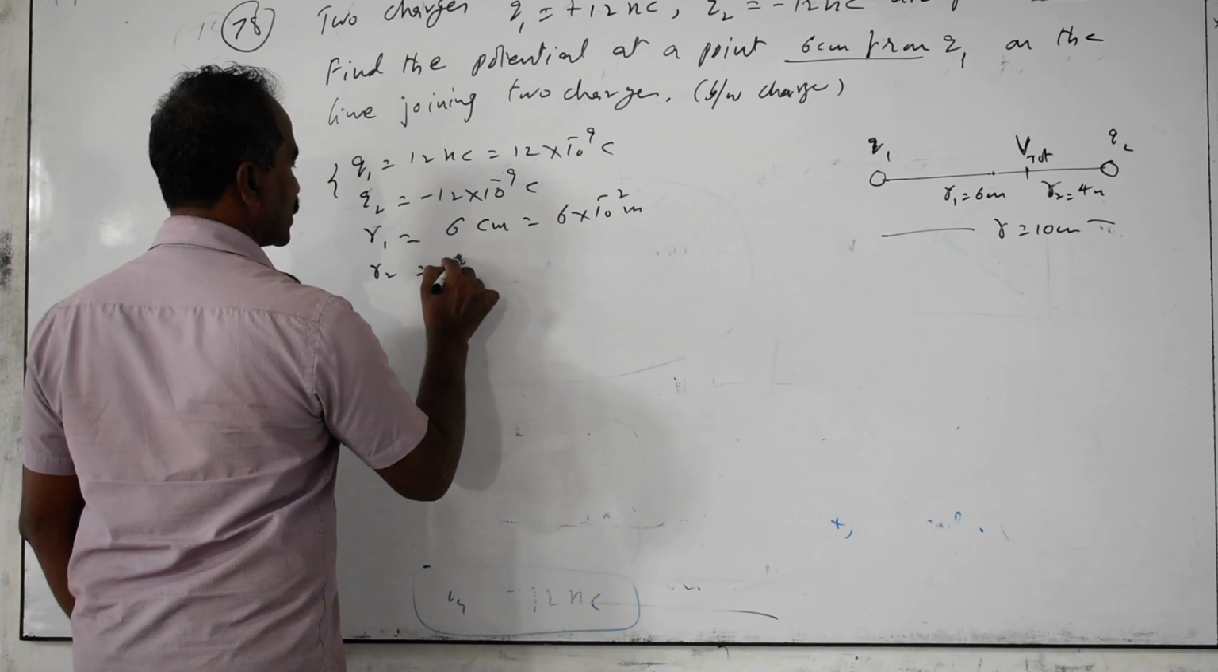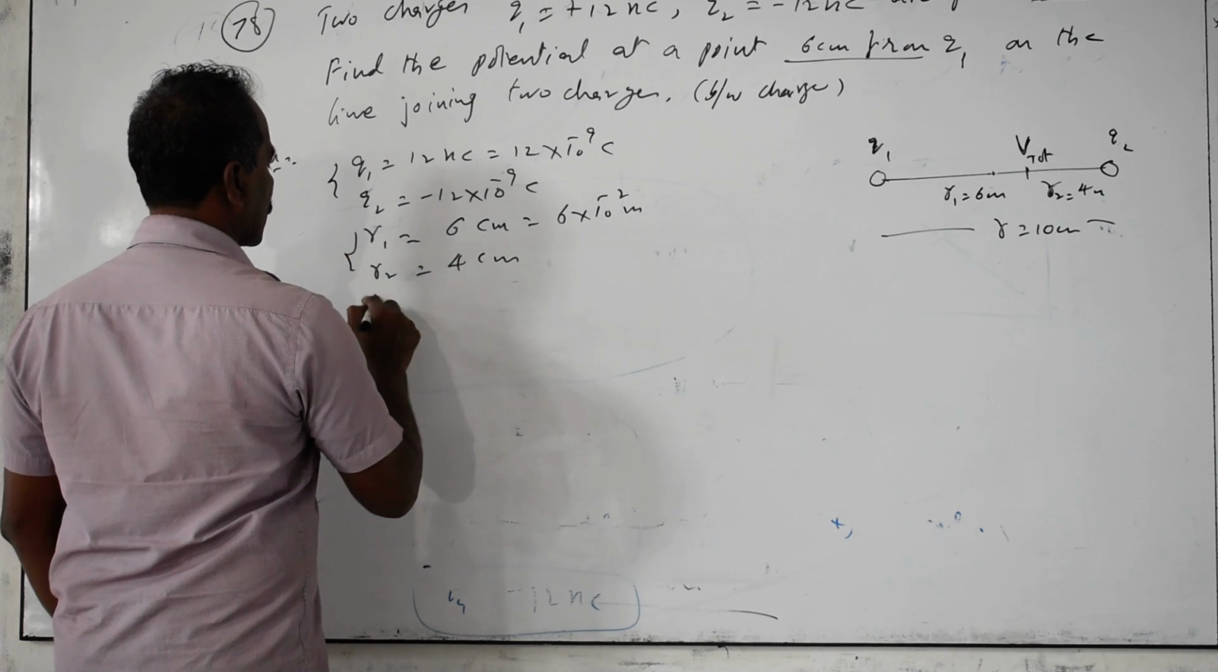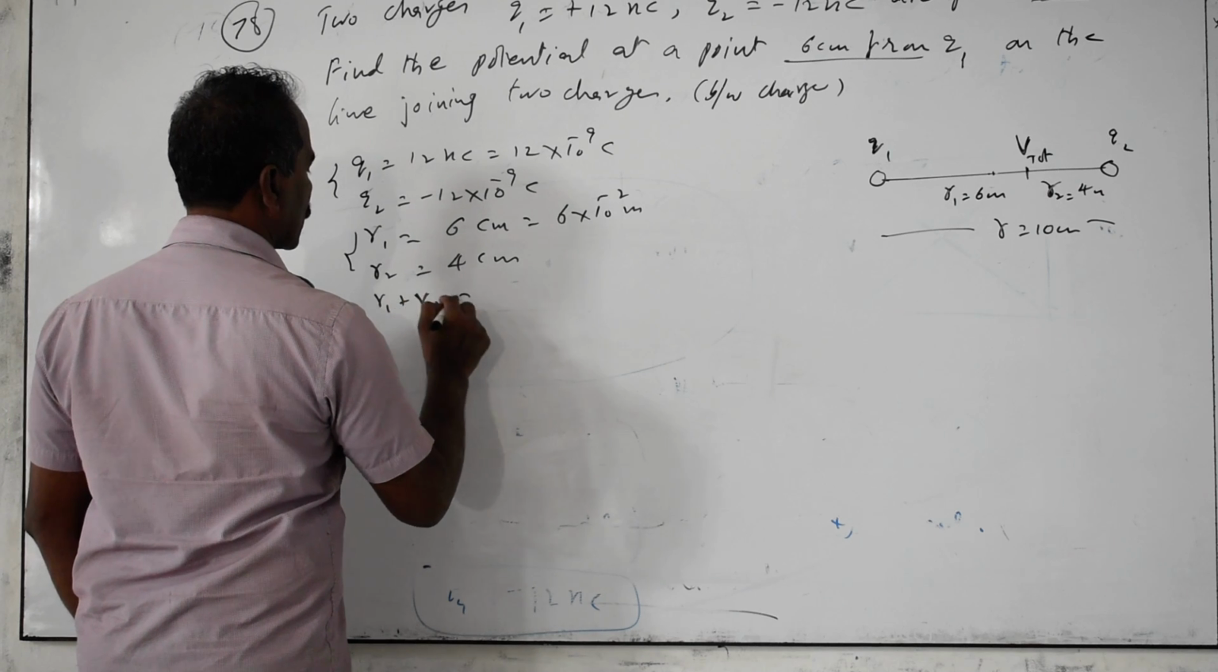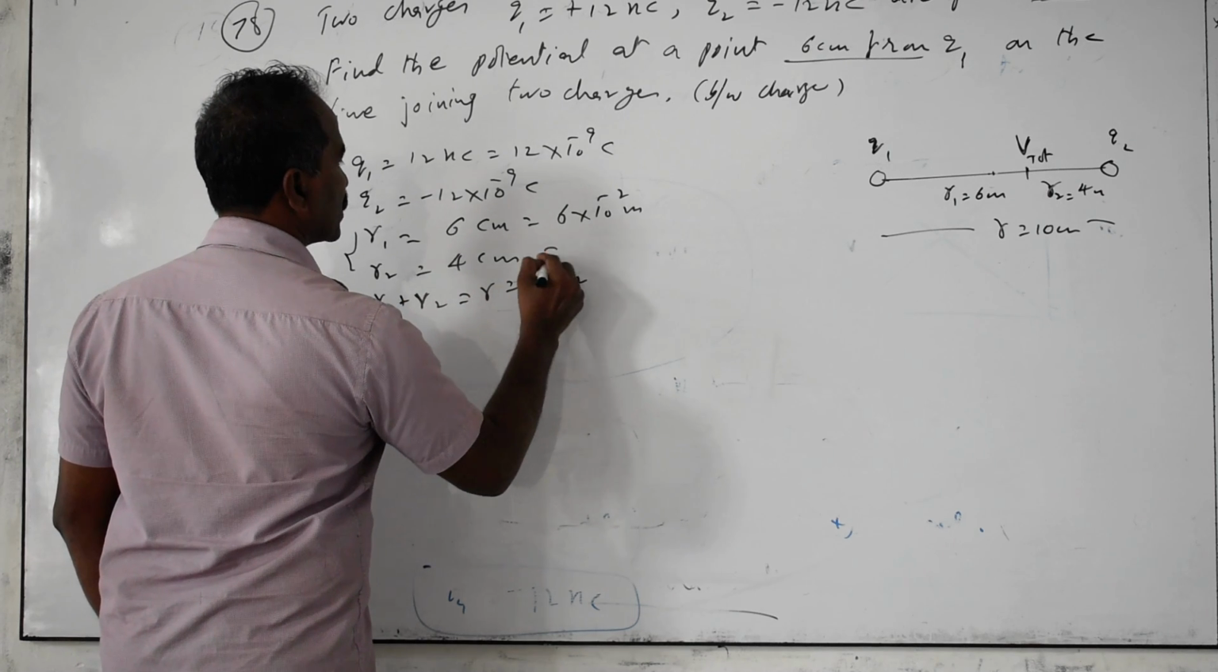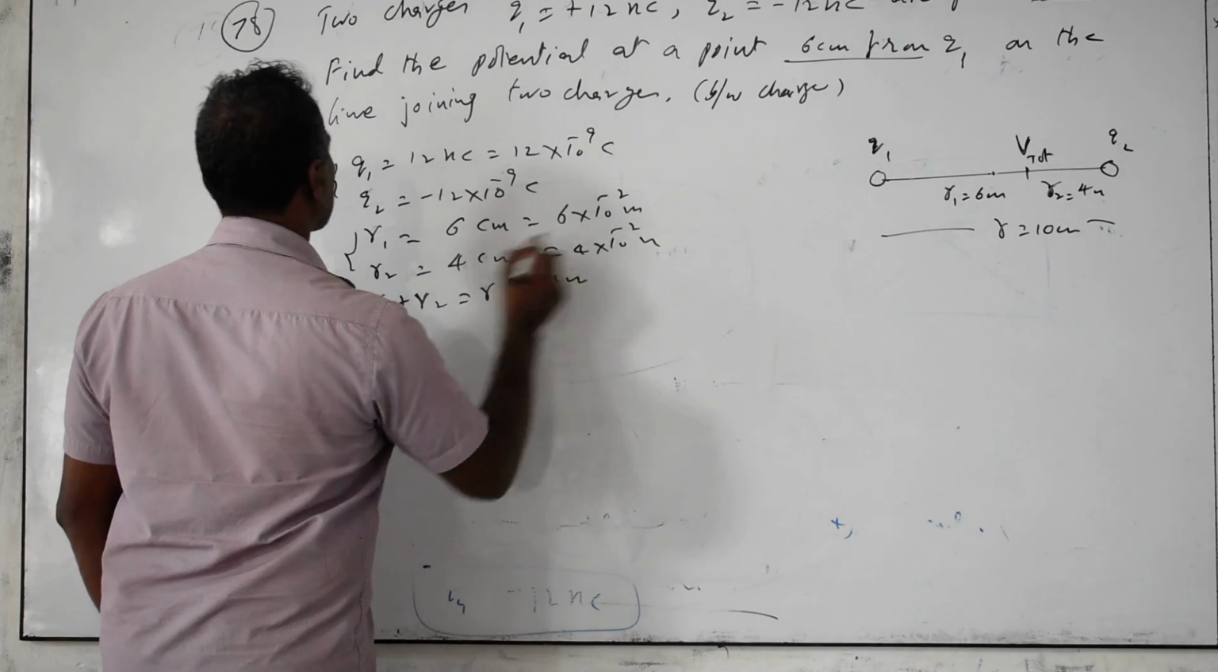R2 is the remaining point, that is 4 centimeters. R1 plus R2 is R, equal to 10 centimeters. That's 4 into 10 to the power of minus 2 meters.